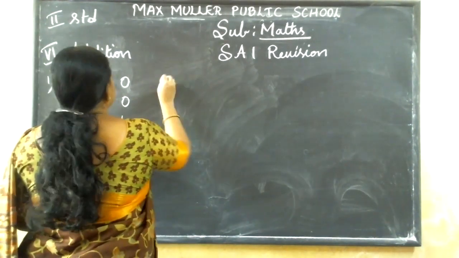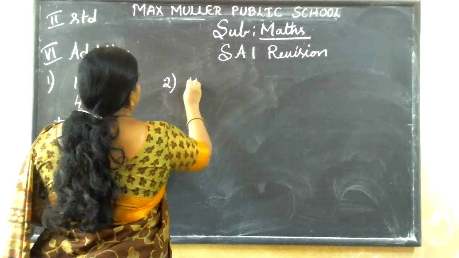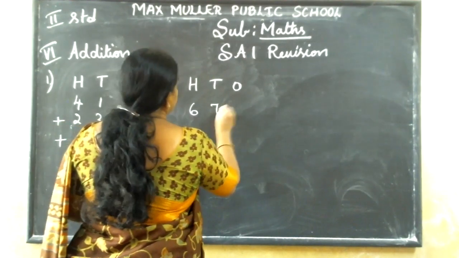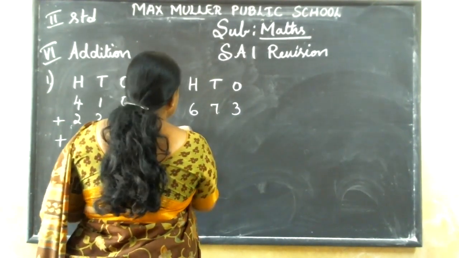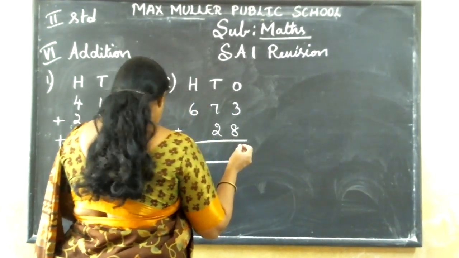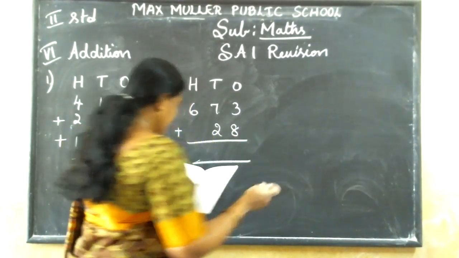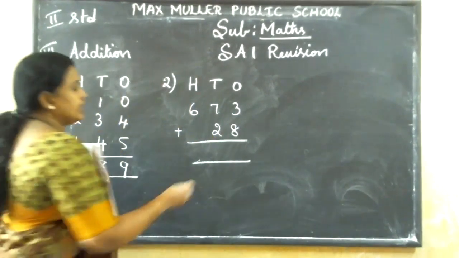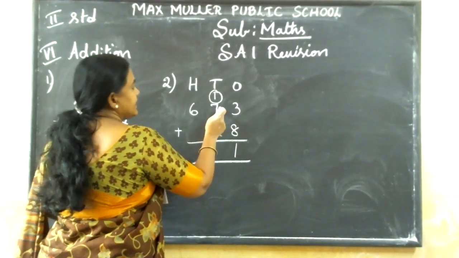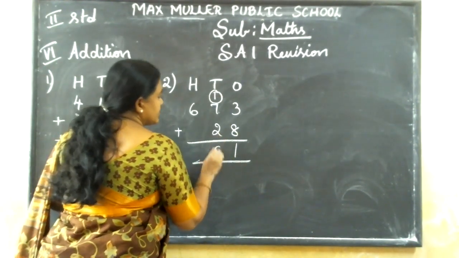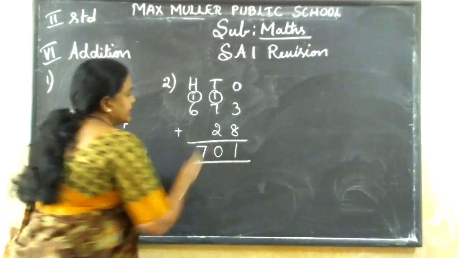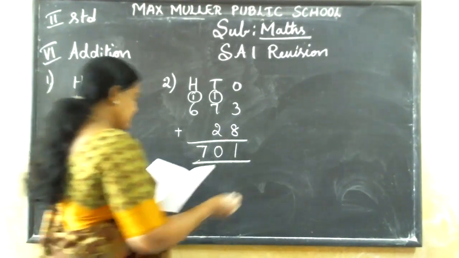Now here, second sum, hundreds, tens, ones. 673 plus 28. 3 plus 8. 3 plus 8, how much, children? 11. 11 means 1 you want to write here, 1 you carry to tens place. 1 plus 7, 8. 8 plus 2, 10. 0 here, 1 you carry to hundreds place. 1 plus 6, 7. 701.